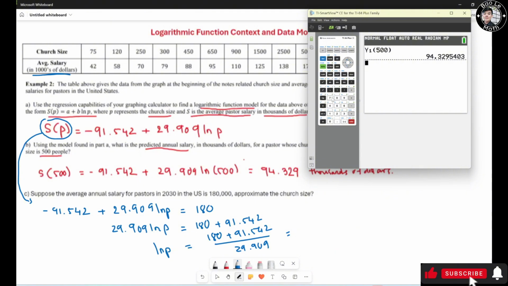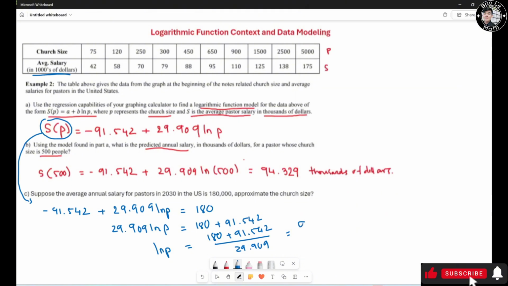So it's going to be 180 plus 91.542 equals, and then divide by 29.909, right? So the answer is 9.079. 9.079. Alright, so I know that natural log of S equals A. It's the same thing as log base e of S equals A, right?